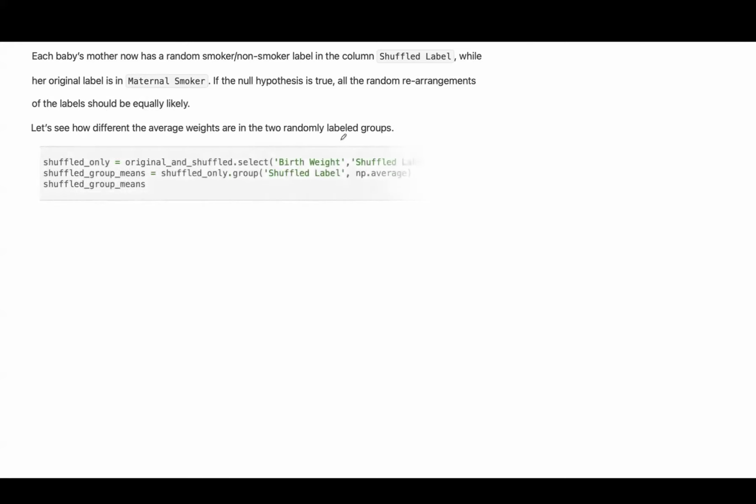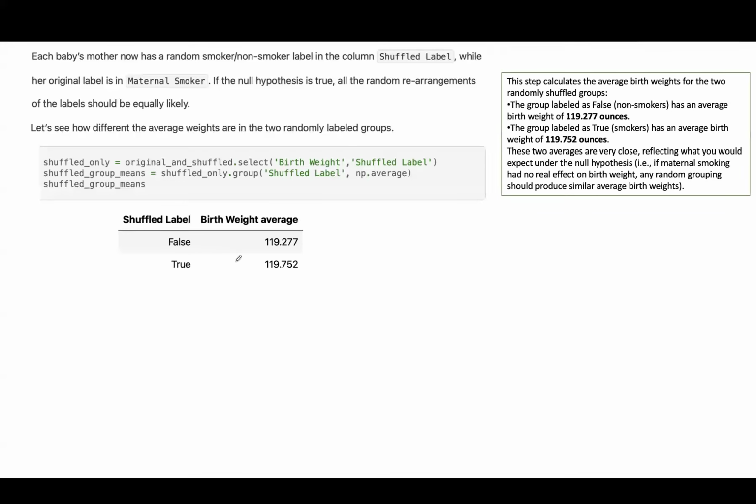When you run the line of code down here, you're looking at the result of the shuffled label and the birth weight average. The group labeled as false, non-smoker, has an average weight of 119.28, and the group labeled as true has an average birth weight of 119.75. These two averages are very close to each other, reflecting what you would expect under the null hypothesis. If maternal smoking had no real effect on birth weight, any random grouping should produce similar average birth weights.